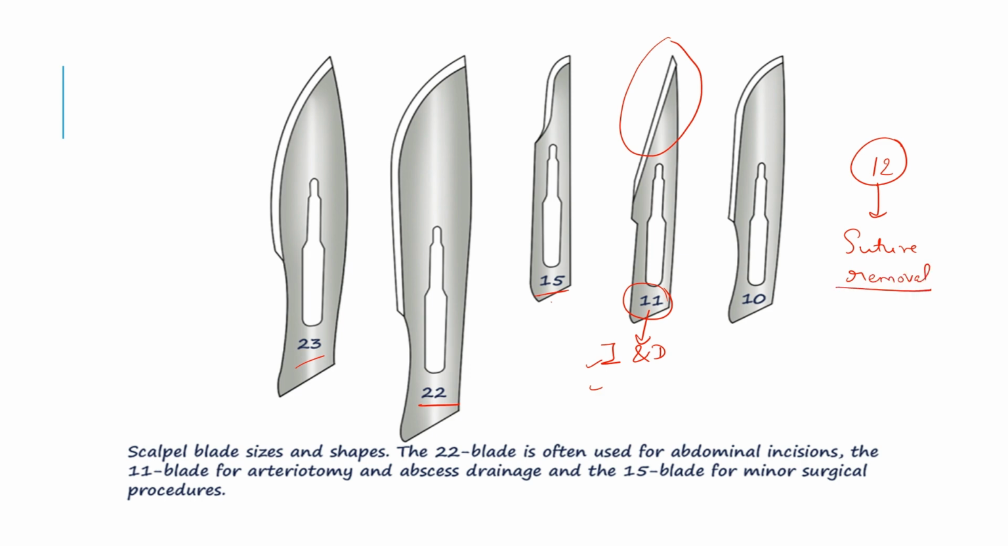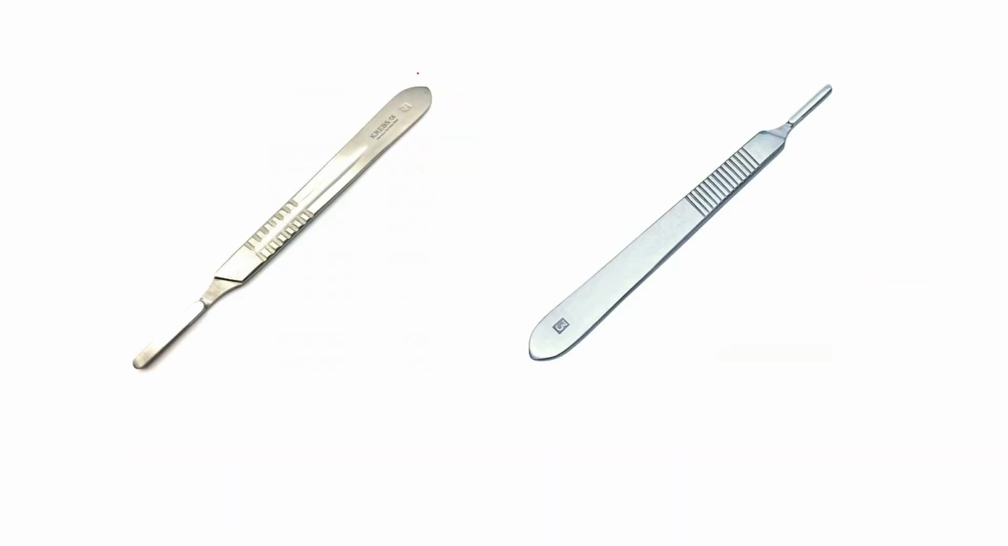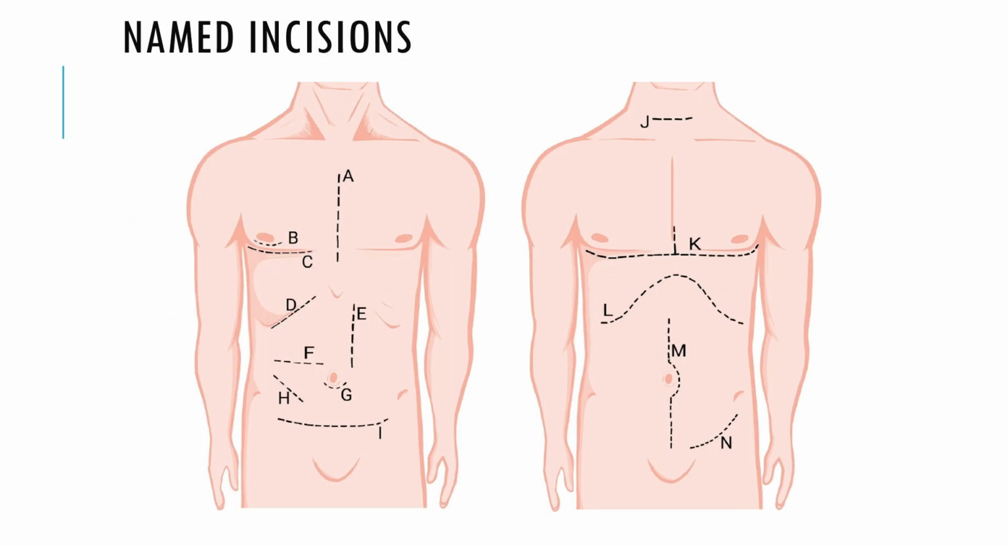Now, I hope you know where we insert this blade: this instrument is called BP handle, so Bard Parker handle. Based on different sizes, let's say for example you have 4 here and here you have 3. Usually 3 is used for your 11, 12 and 15 size blades, whereas size 4 is used for all the other big size blades. So based on the size of the BP handle, you can fit only specific sizes of the blades there. Right. Coming to the next one.